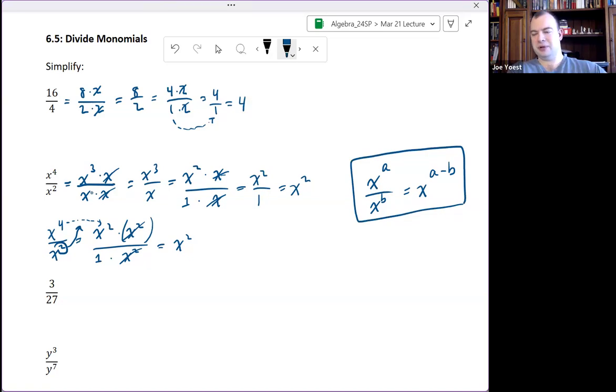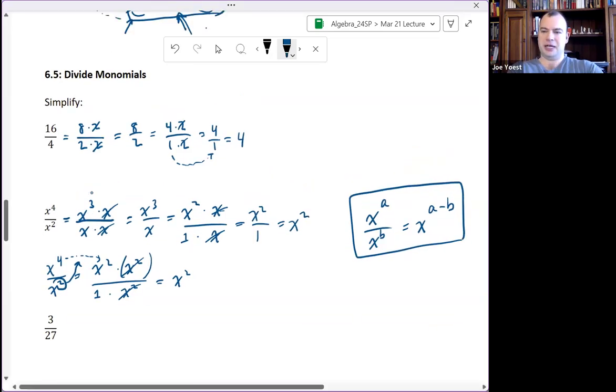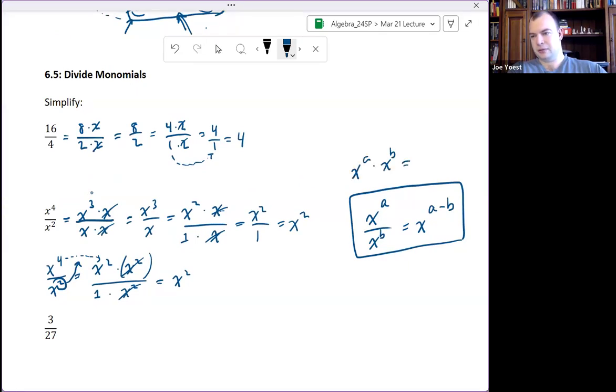I have a division property that kind of sits side by side with my multiplication property. Right, x to the a times x to the b, I add the powers. X to the a divided by x to the b, I subtract the powers. So multiplying factors like this together means the powers add, the powers kind of combine in a reinforcing way. Dividing factors like this, x to the a over x to the b, means the powers subtract.